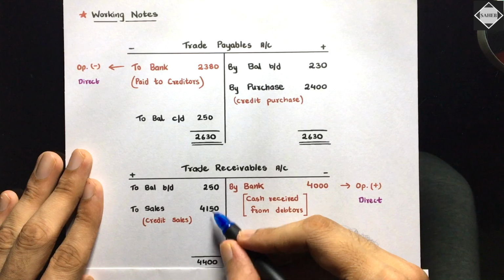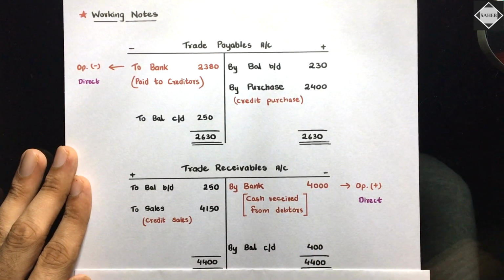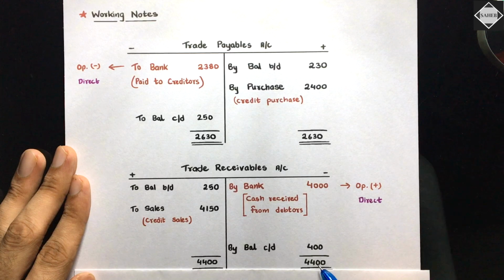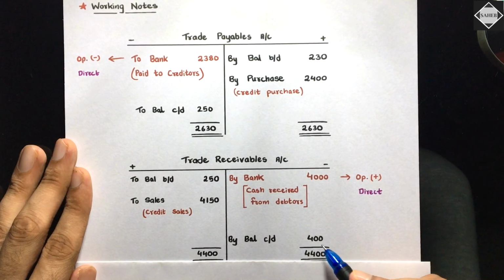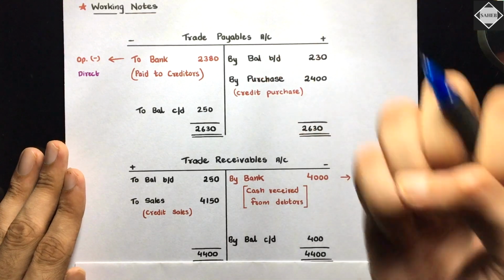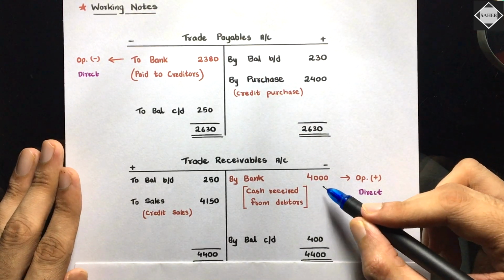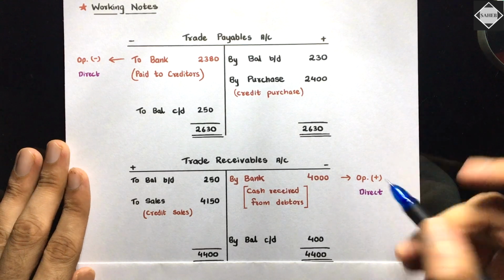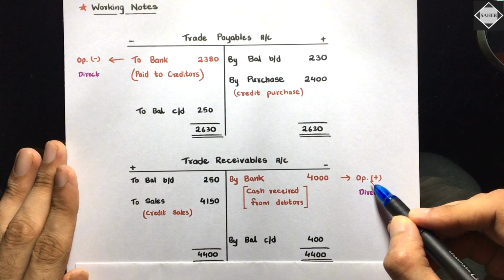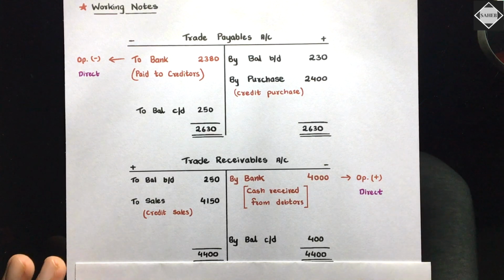See here, 4,150 plus 250, that's equal to 4,400. So 4,400 here as well, and then you will subtract 400, you will get 4,000. That's the money that we have received from trade receivables. What do we do of that? It's operating cash inflow. Money is coming in. We have to add it in the operating activities under the direct method. Simple and straightforward, right? Now after this, what we have to do?